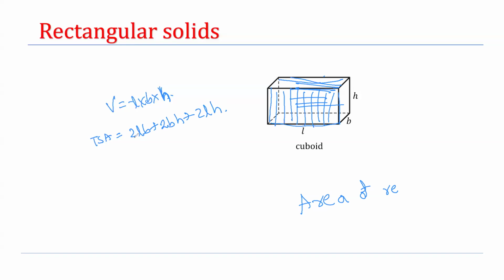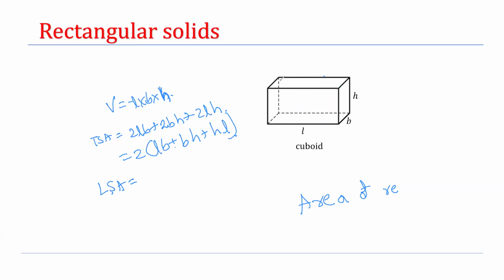Yes, sir. This is total surface area, right? If you add all the surface areas, that is total surface area. What is that? 2 of LB plus BH plus HL. Sir. Do you understand? So this is total surface area. Yes, sir. Now we'll see lateral surface area. Lateral surface area is nothing but, as I said, you should remove the top and bottom areas. What is the bottom and top area?